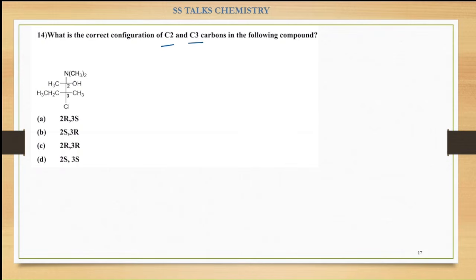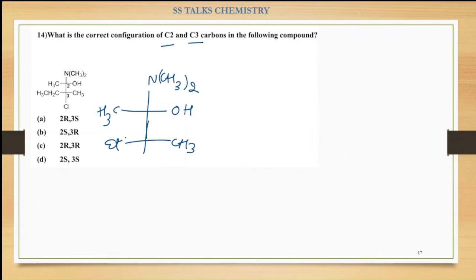Okay, so I'm expanding this molecule. N(CH3)2 is present twice. Here the OH group is present. Here the methyl group is attached. And this is the second carbon. The chain is going like this. This is the ethyl substituent attached over here, and this is the Cl.